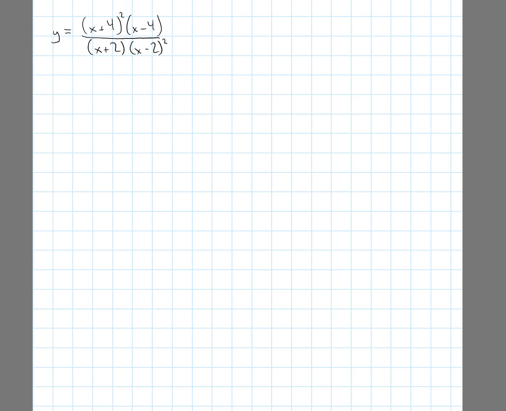You can see here we have something in the numerator and something in the denominator squared. And we're going to see how those play in. That's really the point of this example.